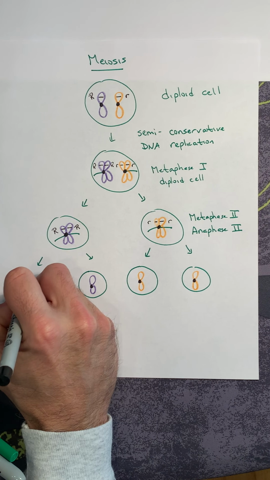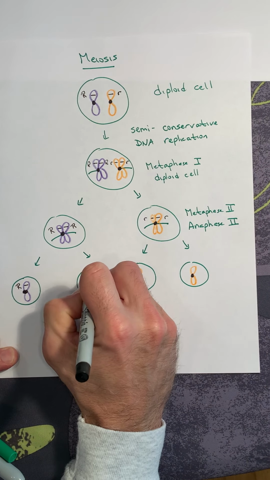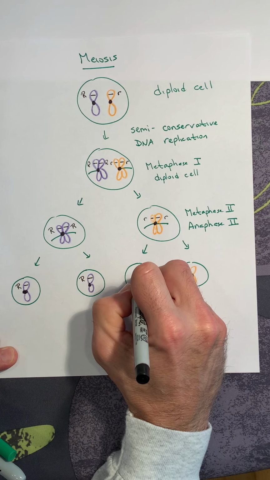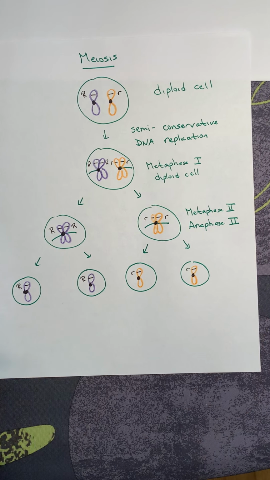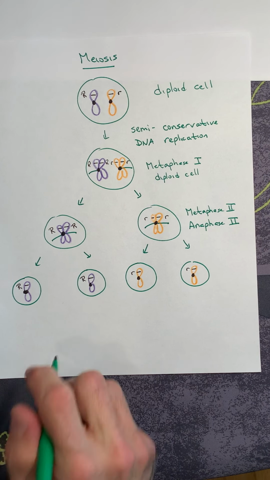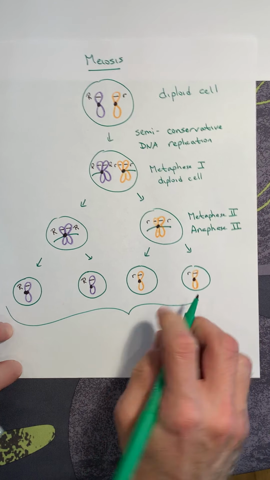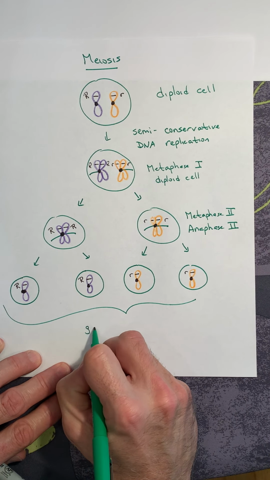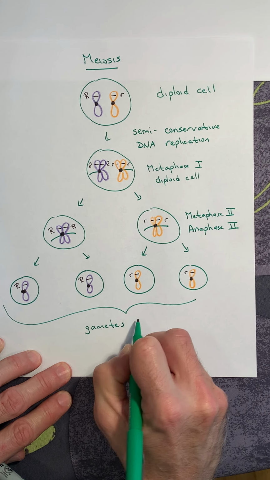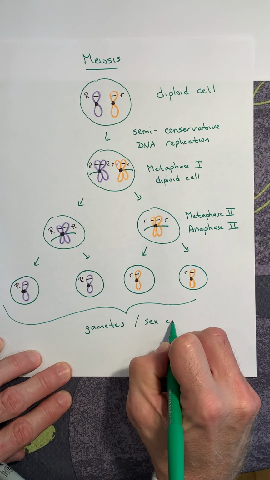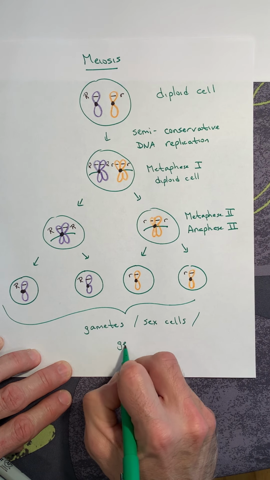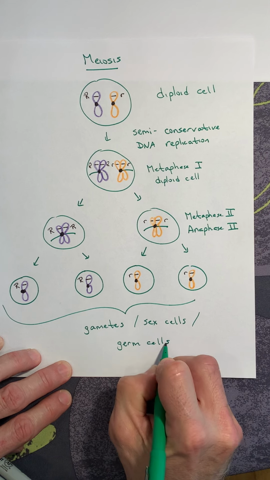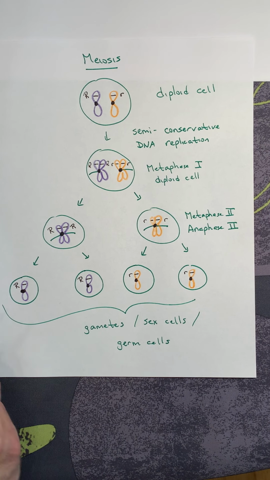So the purple is the dominant R, or the big R, while the orange from our other biological parent has the recessive or lowercase r. Don't forget that these cells down here, these cells, these are your gametes. These are your sex cells. These are your germ cells. These are the product of meiosis.